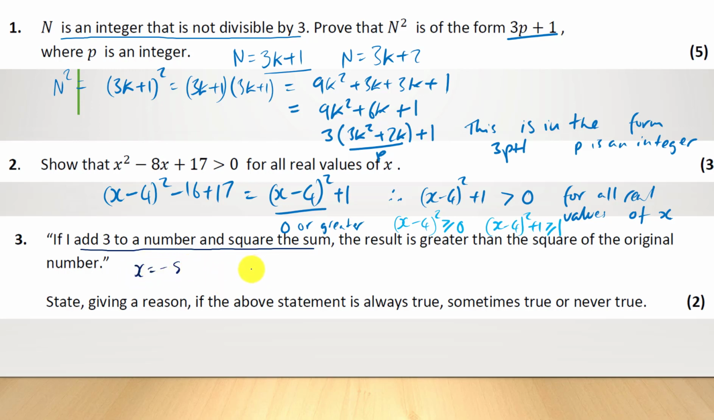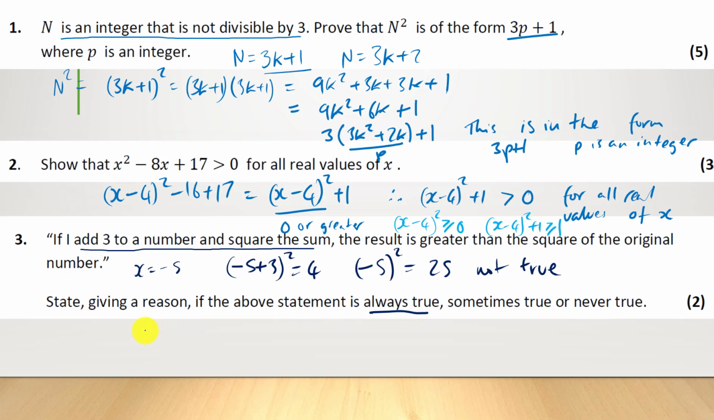When x equals minus 5, we get minus 5 plus 3 squared equals 4, whilst minus 5 squared equals 25. That's an example of not true, so it can't always be true already from that.